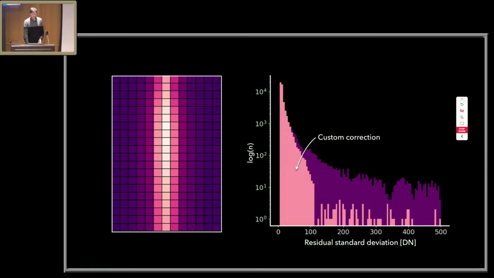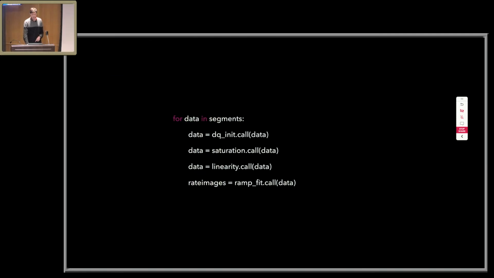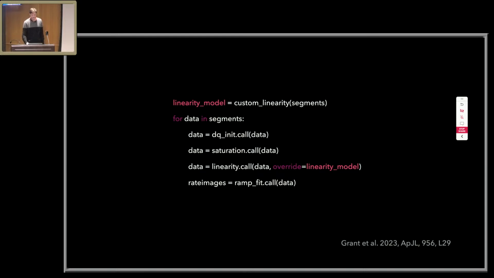And then this correction, I've made it into a custom step in the pipeline. And here's the most minimal kind of stage 1 code you could write for this reduction. And if you want to add this in, all you have to do is run the custom linearity model and then override the current linearity config file when you actually call your linearity step. And that's how it works. And if you're interested in seeing a science application of this, then you can check out this paper there, and there's a link to the code. It's all open source on GitHub, etc.